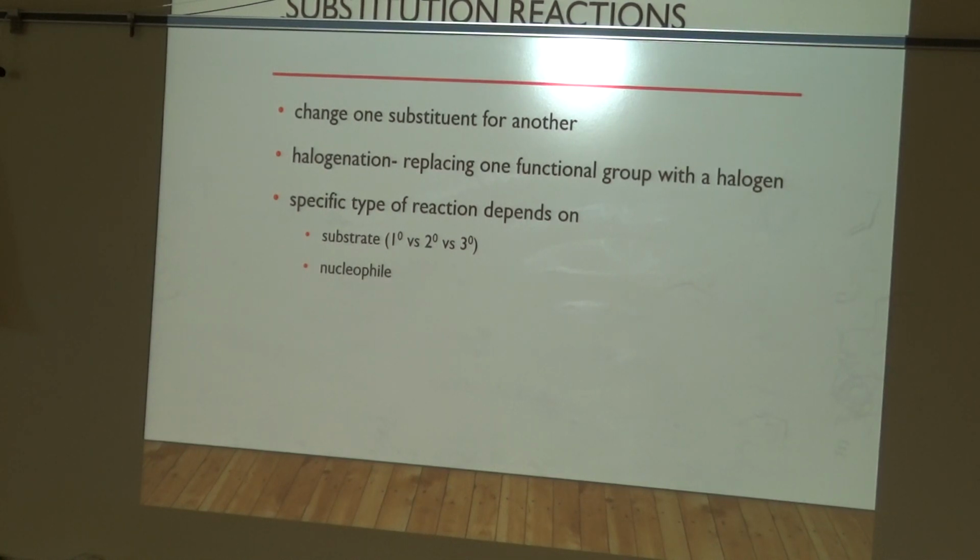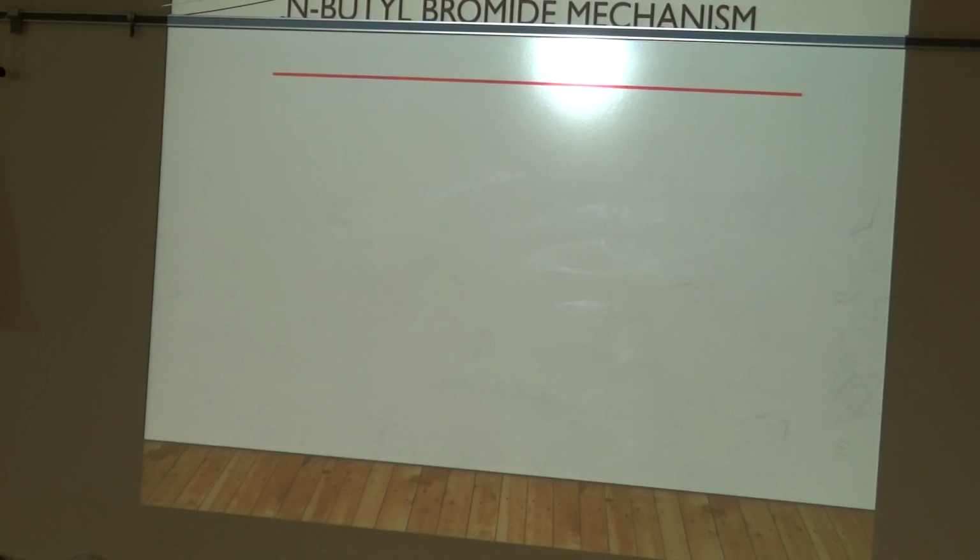When that doesn't absolutely decide which way we're going to do that, then we look at what kind of nucleophile. Are we using a strong nucleophile or a weak nucleophile? That can help us decide. Okay. So N-butyl bromide, the production of, is an SN2, that is substitution by nucleophilic bimolecular mechanism. Okay. So our mechanism for that.